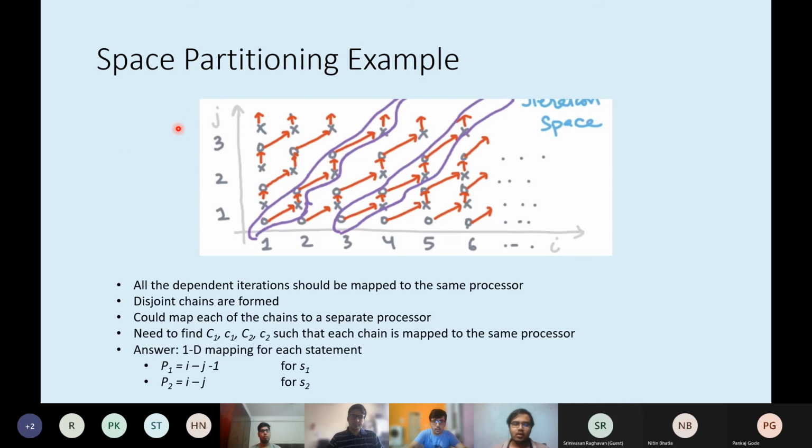Now we'll take a look at the iteration space. Since it was a 2D space, we could plot it very easily. Let's say i was on the x-axis and j was on the y-axis. Another extra thing we have in this iteration space graph is that we are representing each statement. The statements S1 and S2 are each represented by a different point in the iteration space. The crosses represent the statement S1, and the circles represent the statement S2.